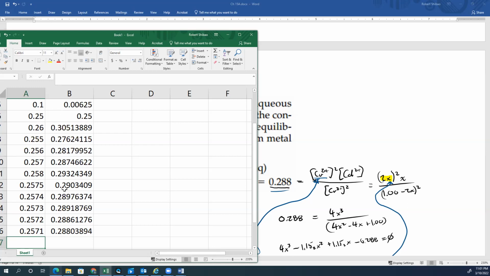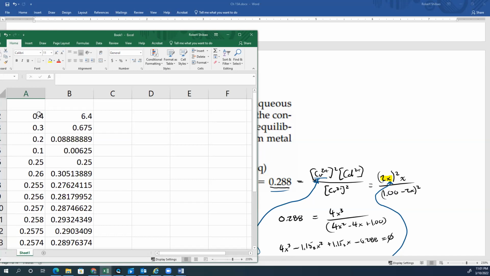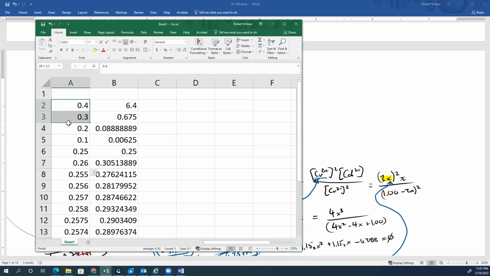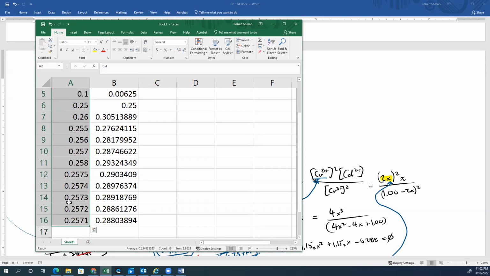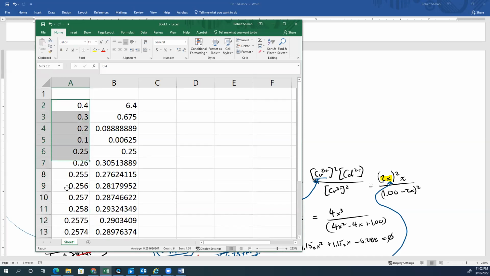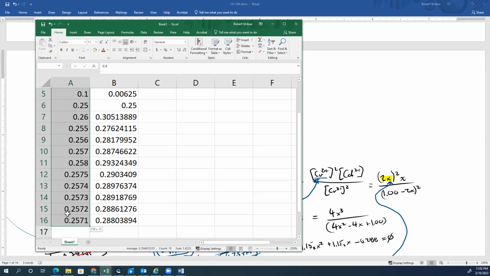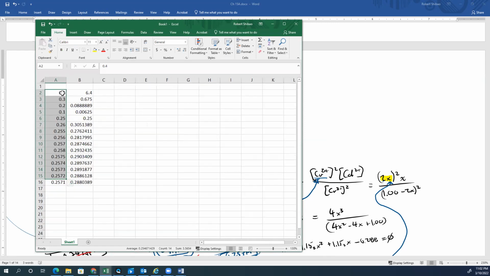And so 0.2571. How many guesses? Obviously, this takes some time to calculate, but how many guesses did that take me? 1, 2, 3, 4. I'm going to count here. 10, 11, 12. 15 guesses. So in 15 guesses, and you're punching this into the calculator, how long does that take? 30 minutes, 20 minutes in class?